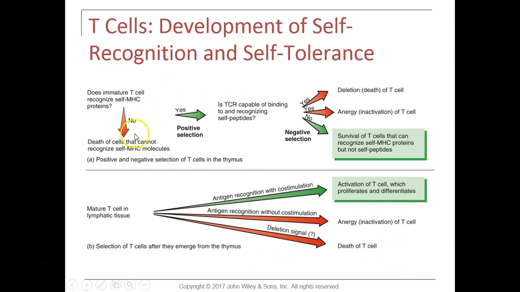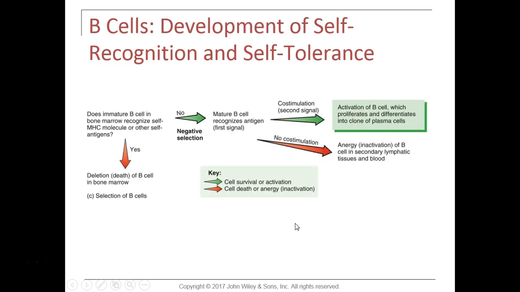So make sure you review this chart just to know what happens during the positive and negative selection process, and what happens out in the secondary lymphatic tissues if we get co-stimulation or if we don't get co-stimulation.